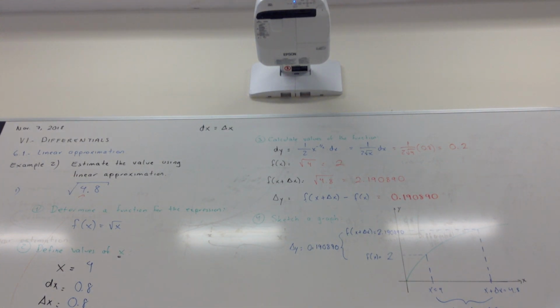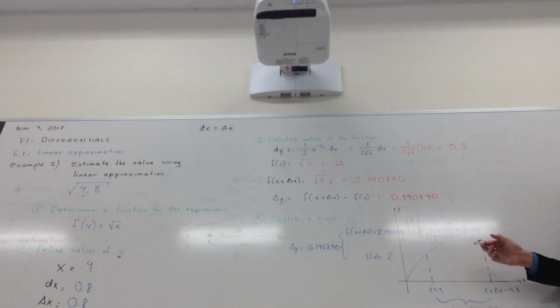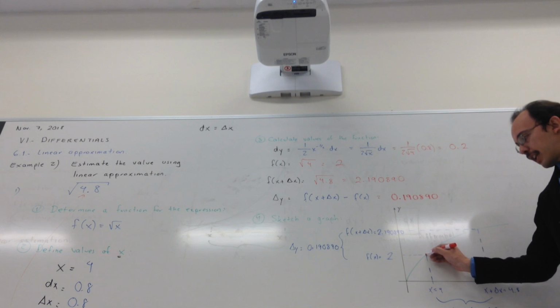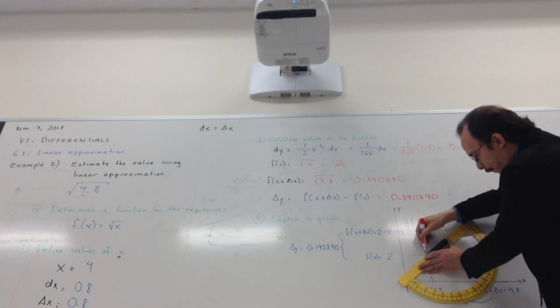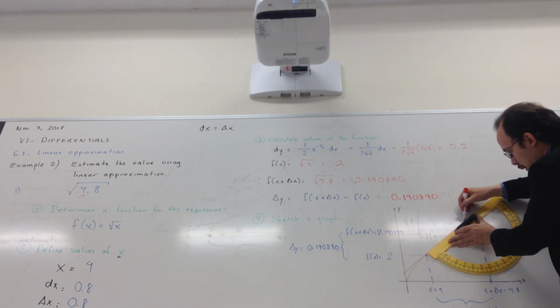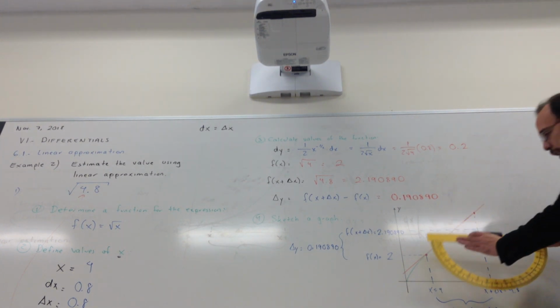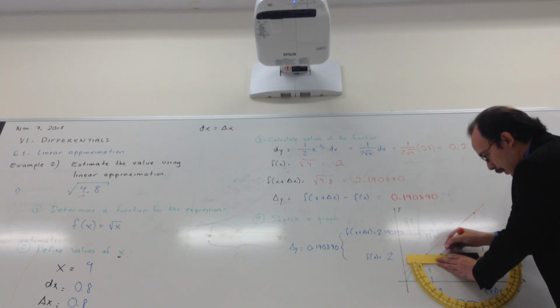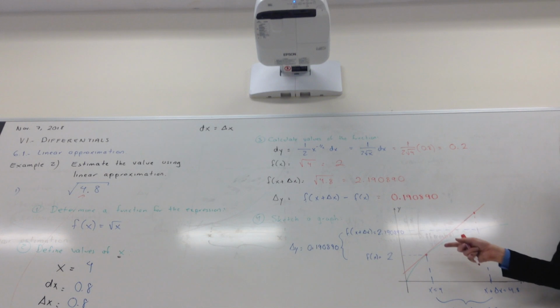The tangent line. From where do I put the tangent line? From x, f of x. Tangent line all the way. So at the end, it crosses with this projection here. And as long as it's a tangent line and it touches one single point, it doesn't matter.